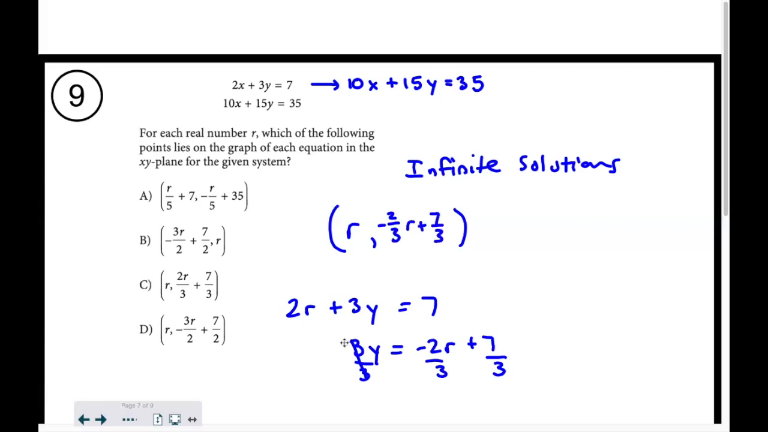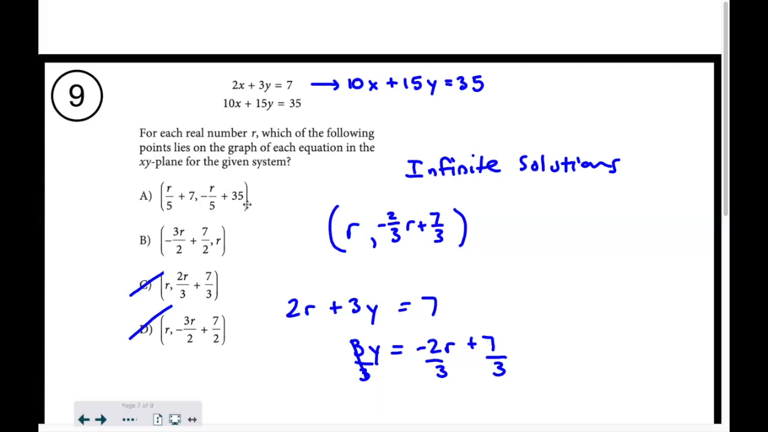So if I make r the x coordinate, this should be the y coordinate. Well, notice the two answers that have the r here, this y coordinate is wrong. This one used 3/2 when it should have been 2/3. And this one used positive 2/3 when it should have been negative 2/3. This one also used 7/2, and that's wrong. So those answers are wrong.